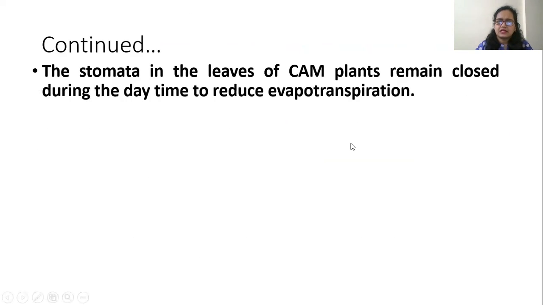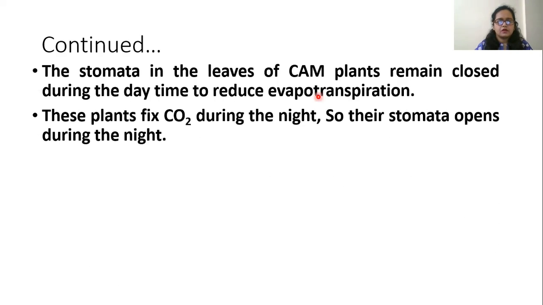Now, as I said, these plants are found in very hot and very dry climates. Hence, the stomata of these plants remain closed. Why? In order to reduce the water loss by evaporation as well as by transpiration. Hence, the combined name given to it is evapotranspiration. Now, these plants fix carbon dioxide during the night, so their stomata open during the night.